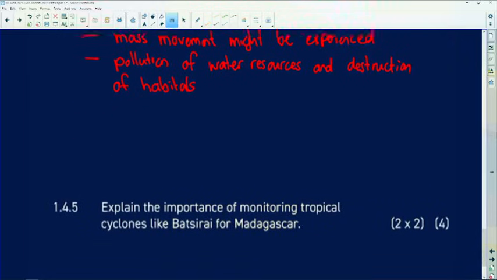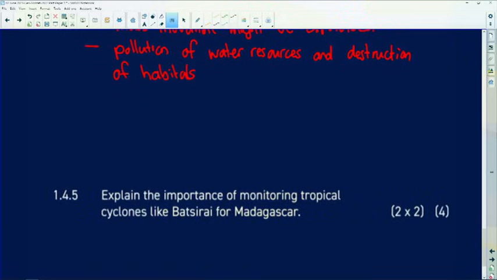Now if you look at our next question, 1.4.5, explain the importance of monitoring tropical cyclones like Batsirai from Madagascar. Now this is vitally important, grade 12, especially if we look at Madagascar as a developing country. We need to alert people as soon as we track images of tropical cyclones approaching, because like I've mentioned to you before, it's a deadly storm.